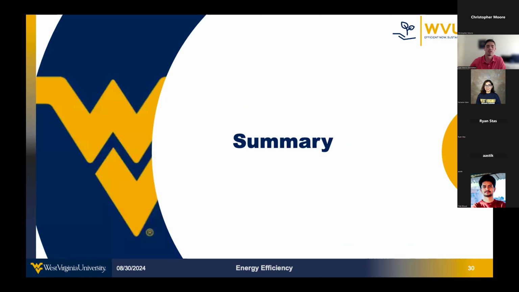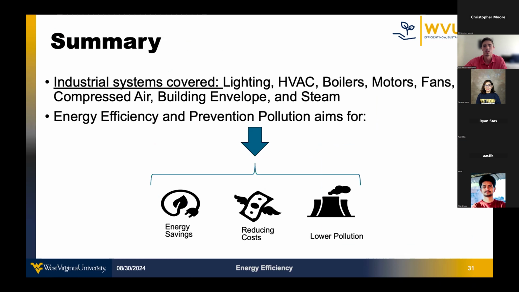Let's wrap up this presentation by briefly recapping what we have covered today. First, we took an in-depth look at the key industrial systems. We talked about lighting, HVAC, boilers, motors, fans, compressed air, building envelope, and steam. And we talked about their significant impact on energy consumption. We explored each system, understanding how they function and where the opportunities for energy savings lie in each one of these systems. And then we discussed some practical optimization strategies.